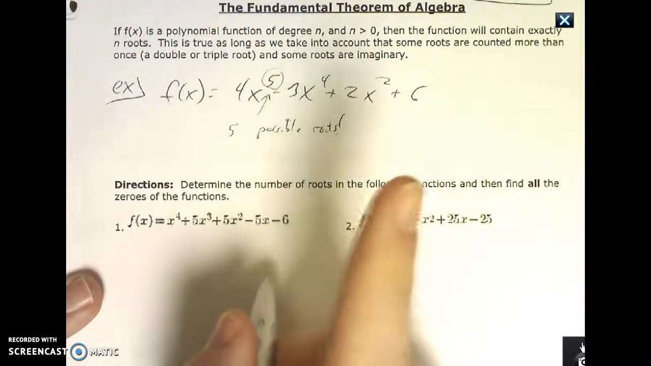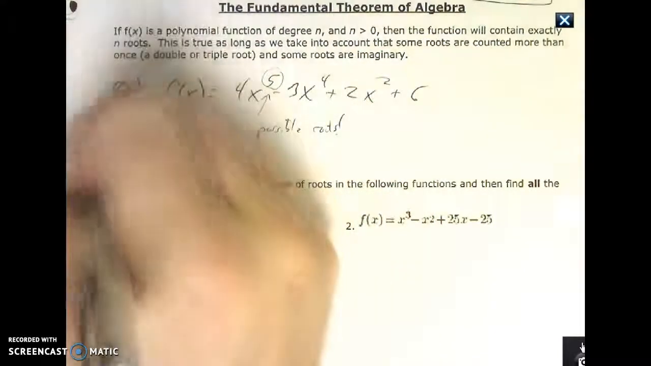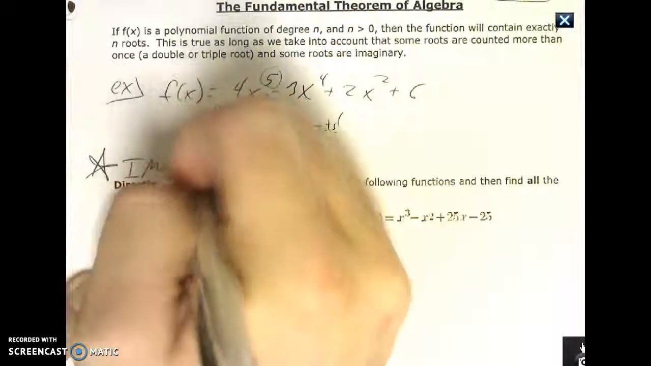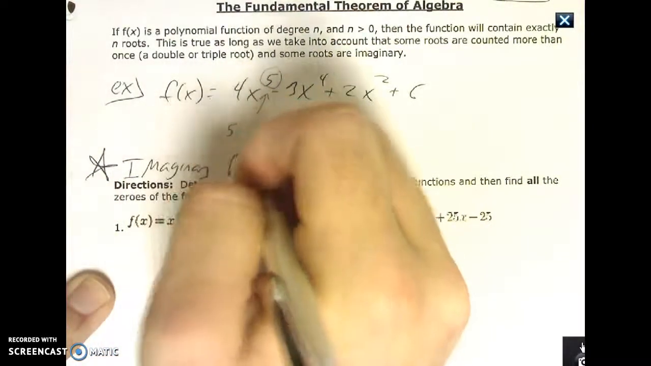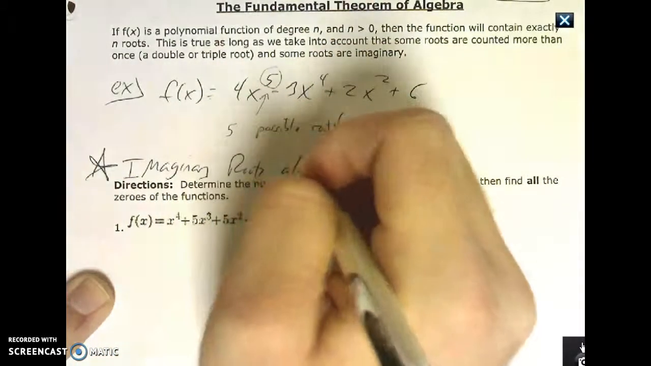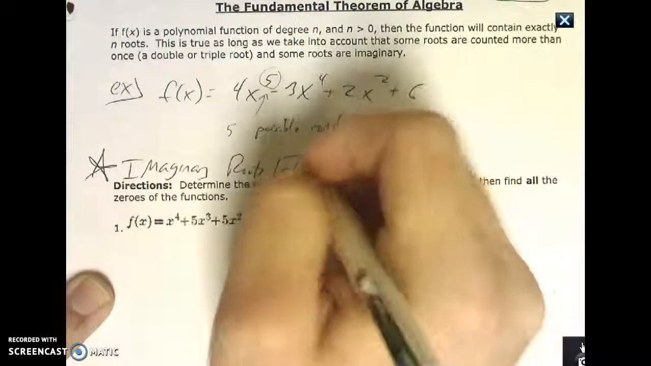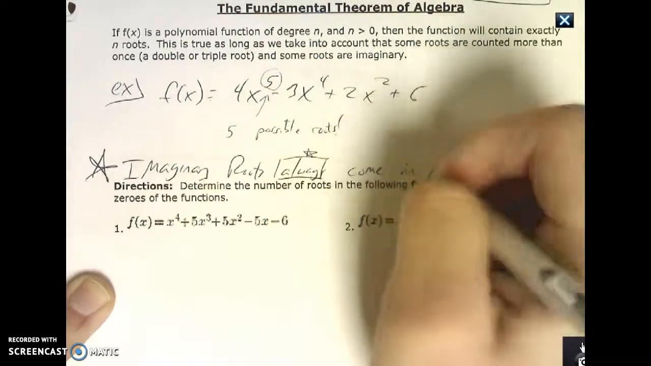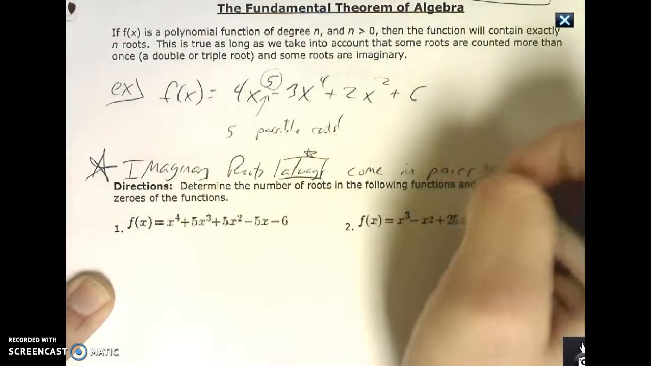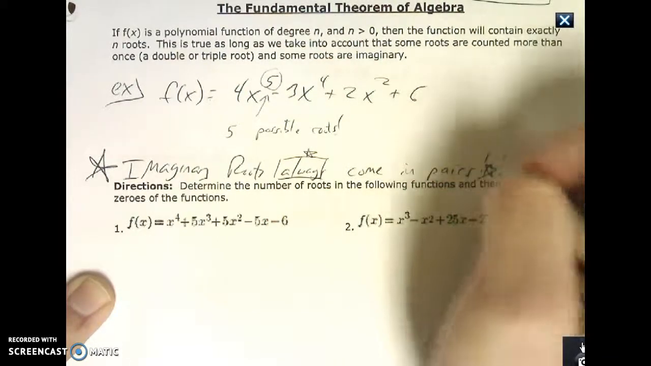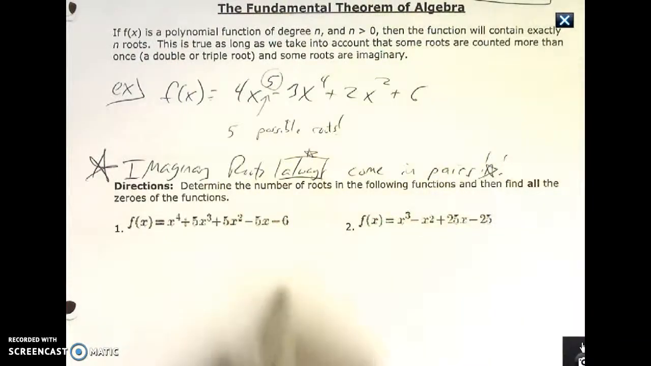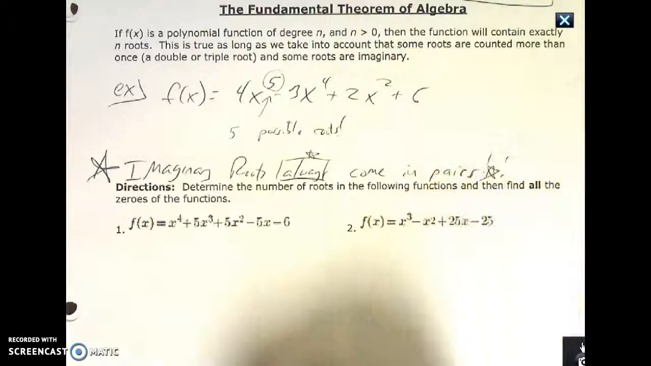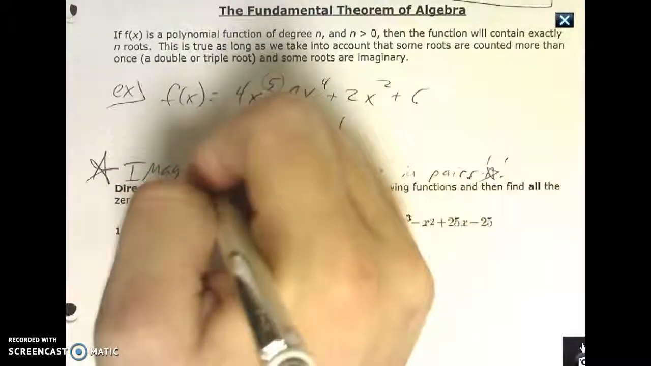The one important thing that I want you guys to make sure you write down here is imaginary roots always come in pairs. Please jot this down. Imaginary roots always come in pairs. You always have to have a plus or a minus for imaginary roots. It has to be done.